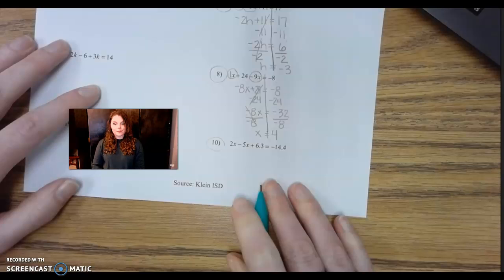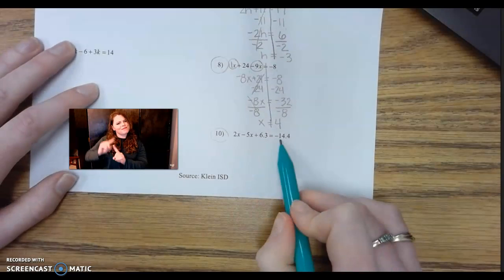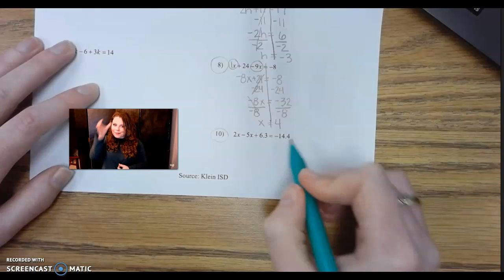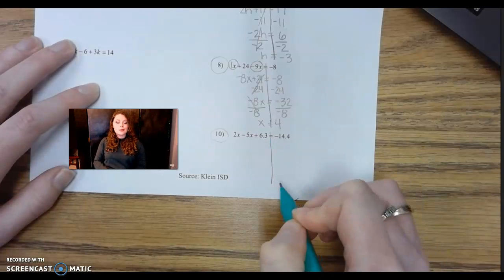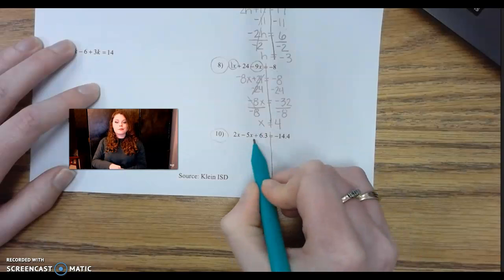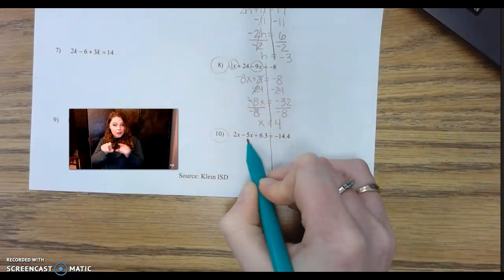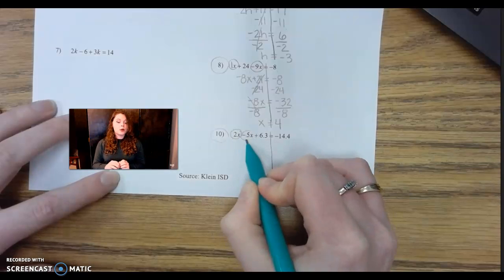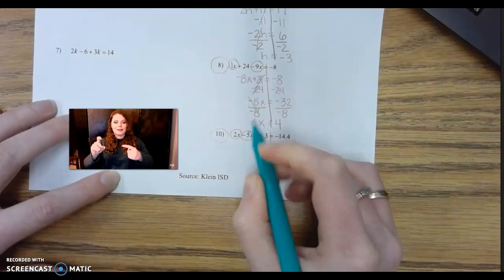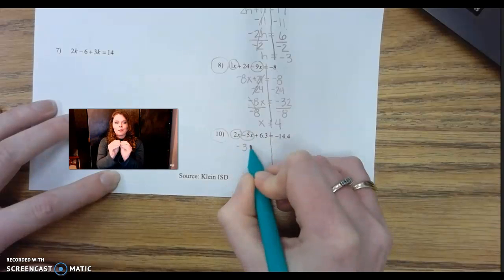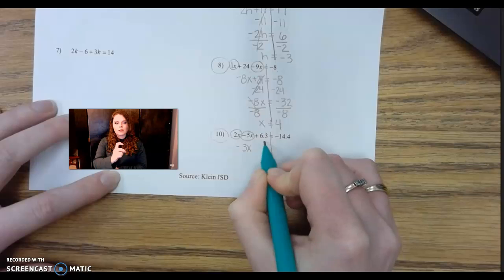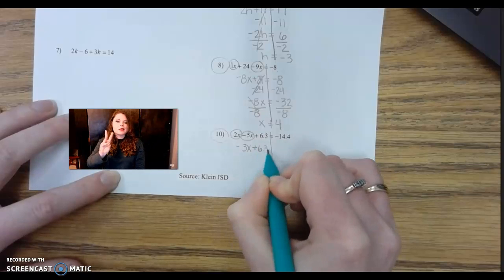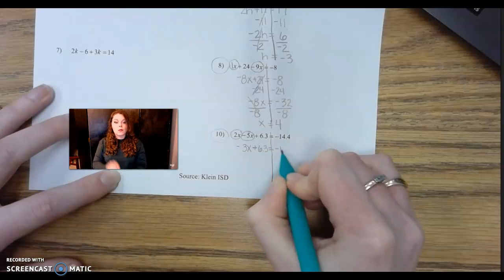The last one is just a little bit different because it involves a decimal, but it's still solved the exact same way. I'm going to go ahead and draw our line. Let's start with combining our like terms. You have 2x plus negative 5x, which gives me negative 3x. Bring down everything you have not used, so plus 6.3, and it's negative 14.4.